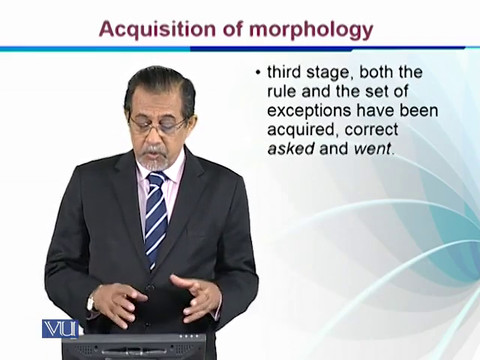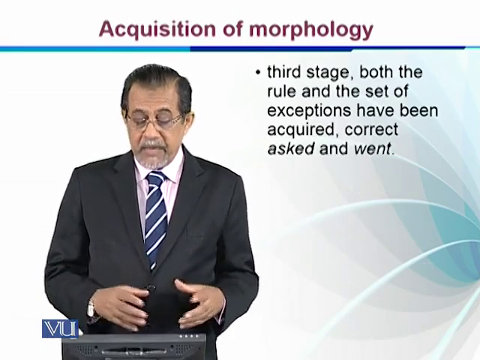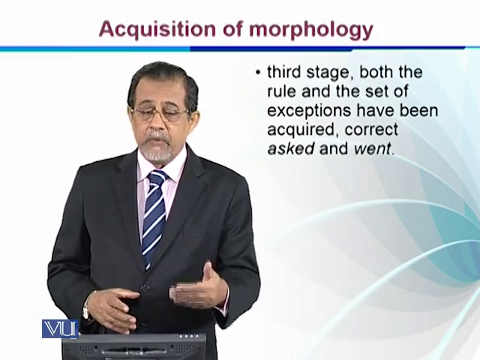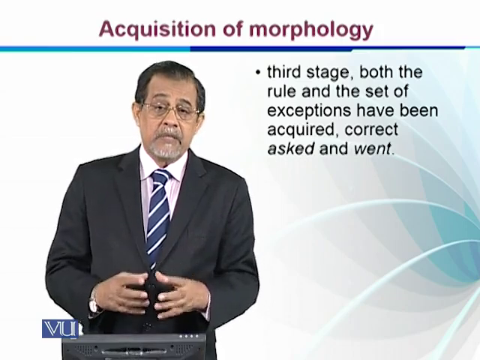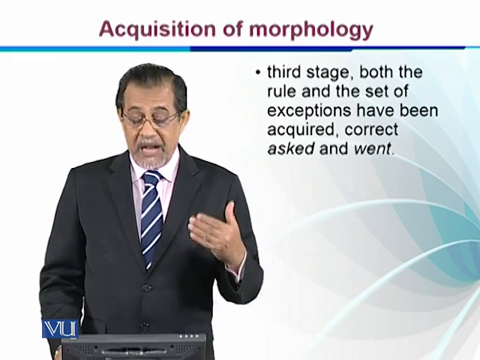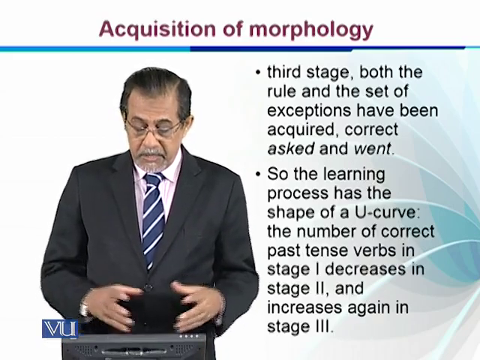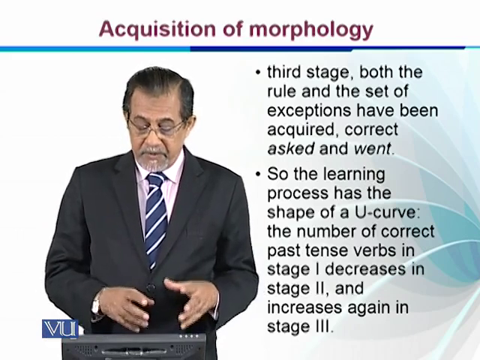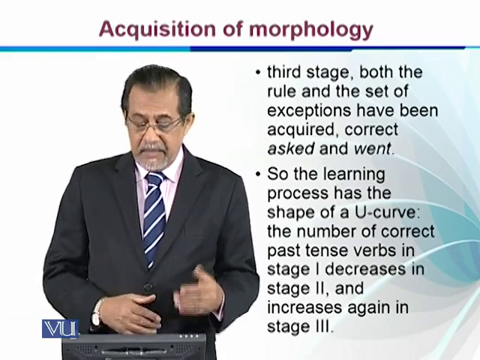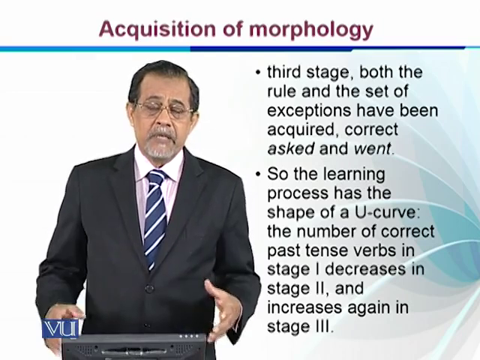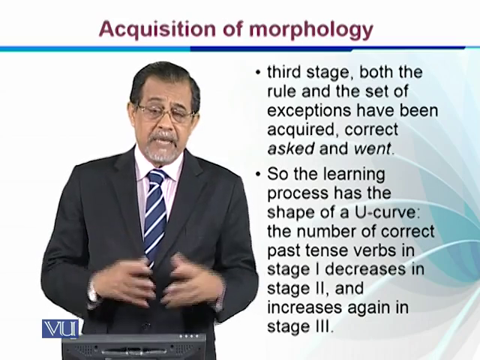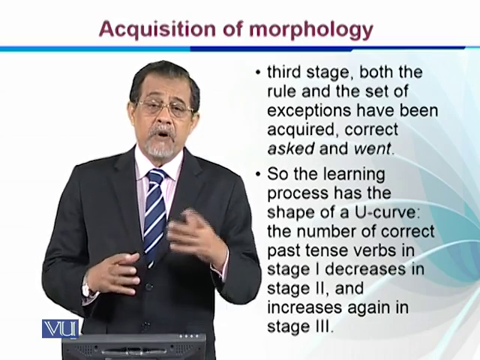In the third stage, both the rule and the set of exceptions have been acquired correctly. They have learned how to add ed with asked and how not to add ed with go, and learn its new word form. So they correctly use asked and went. So the learning process has a U curve. The number of correct past tense verbs in stage 1 decreases in stage 2 and again increases in stage 3. So this is the U-shaped curve with which children of a native language like English learn different forms of words.